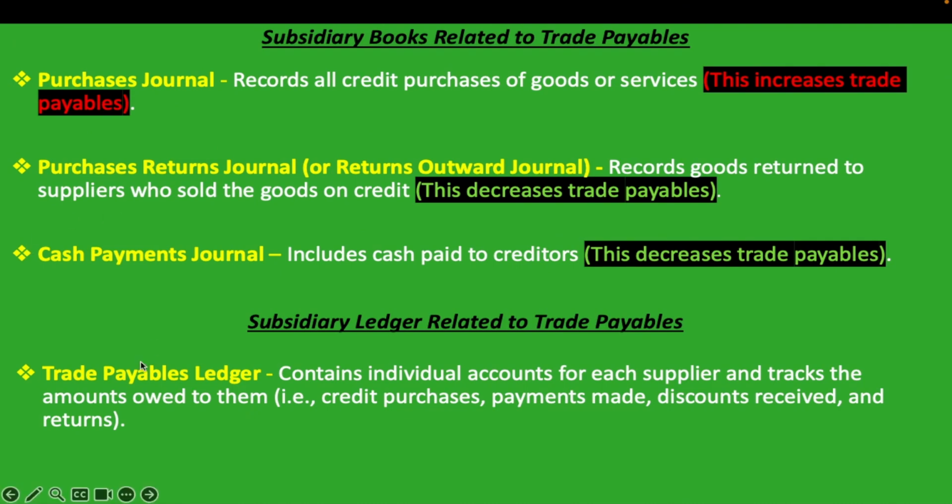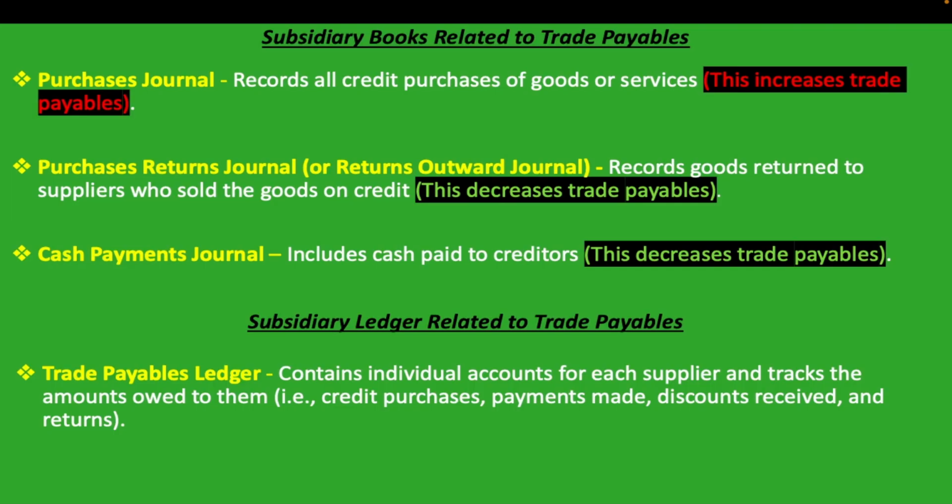I've done a lesson specifically on this one as well. You'll find it in the link in the description below. But you can see here we've got the subsidiary books and subsidiary ledger that relates to our suppliers, and specifically those from whom we bought on credit. And so I hope this gives you an idea of how to deal with trade payables and where you'd go to find information regarding your suppliers or your trade payables.